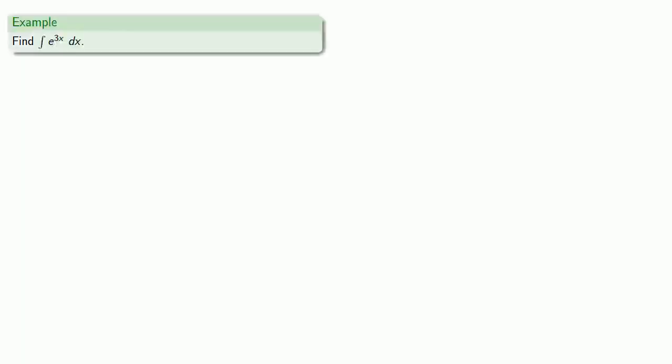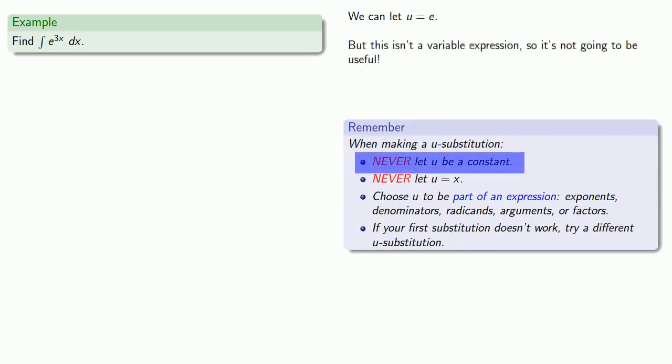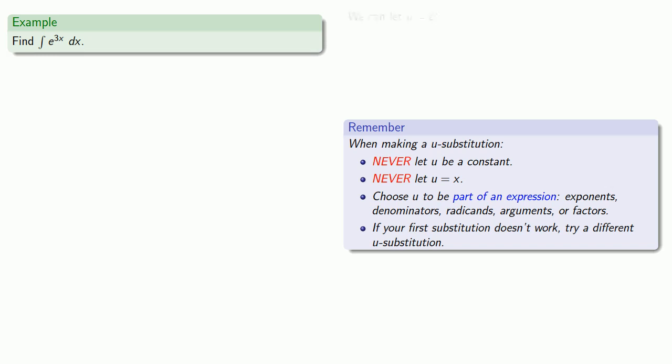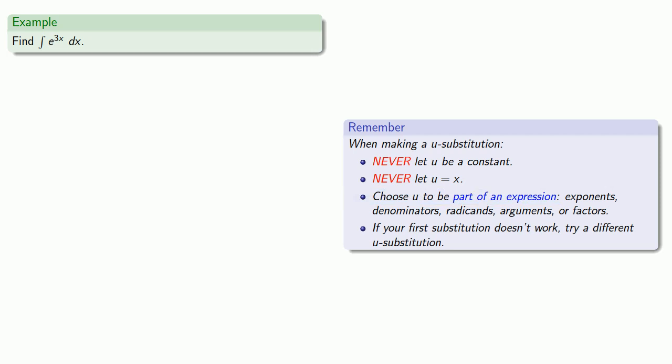For example, suppose I want to find the antiderivative of e raised to the power 3x. I can let u equal e. Well, no, I can't. We should never let u be a constant. e is not a variable expression, so it's not going to be useful as a substitution. I could let u equal e to the 3x, but this is the whole function, so again, this is not going to be useful. We want to let u be part of an expression, so let's try u equals 3x.